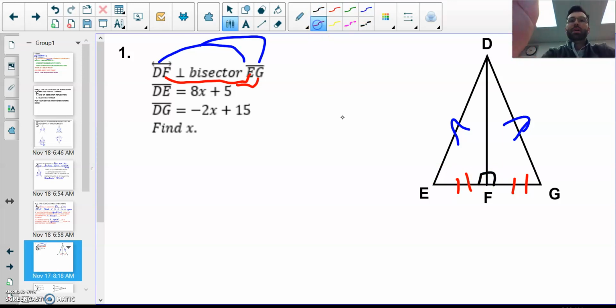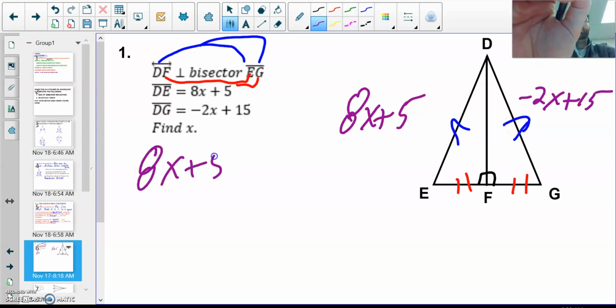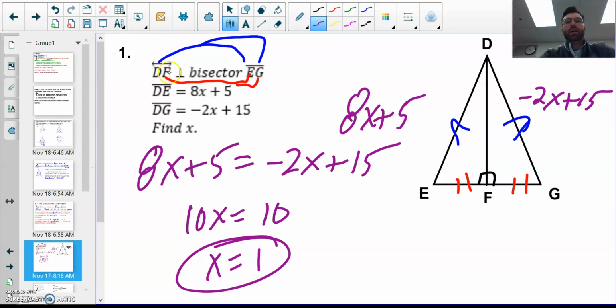So if I'm given that this is 8x plus 5 and this is negative 2x plus 15, well, these little tick marks mean congruence, so just set them equal. Go ahead and do that. Set them equal to each other and go ahead and solve. I'll do it here as well. Go for it. I'll pause it. Check your work. All right, so you got x to be 1.